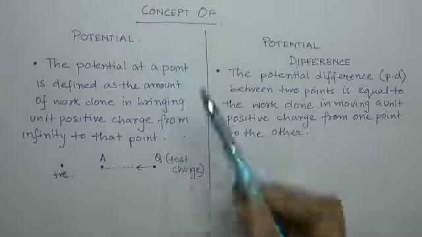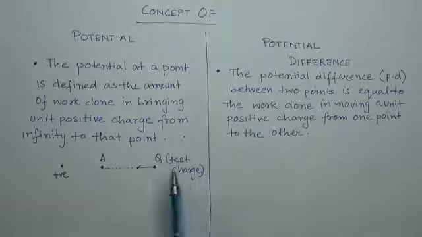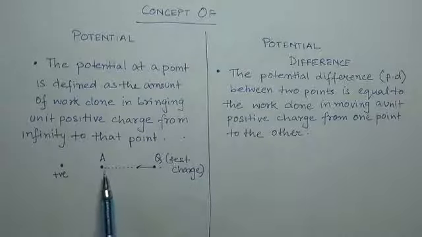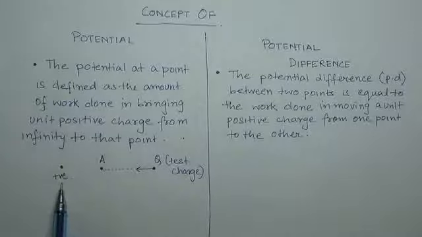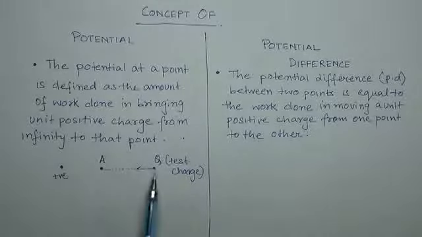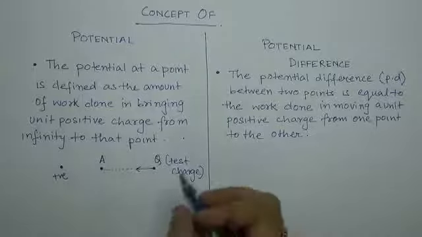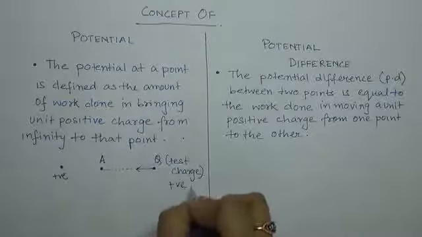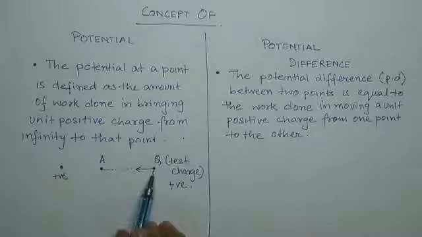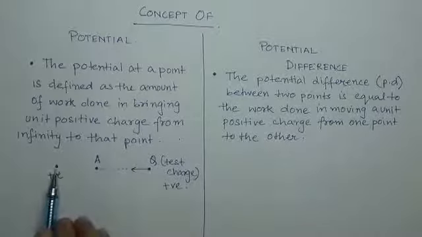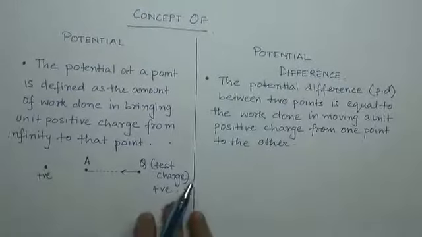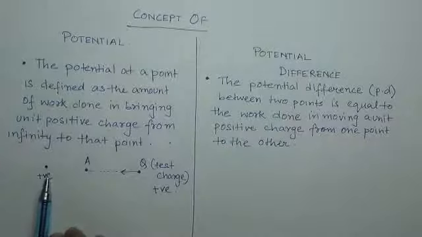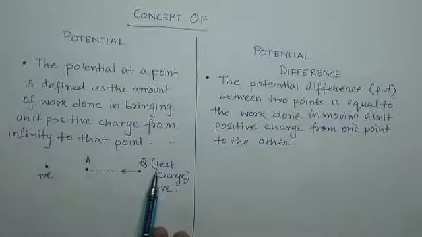Now you'll say, ma'am, why will there be a work done in bringing this test charge Q from infinity to this point A? You see, there's a positive charge here. Suppose there's a negative charge here. What will happen, be it positive or negative, if I'm trying to bring a test charge which is by default always positive, there will be a force exerted on this charge. If a positive charge is placed here, then there will be a repulsive force on this test charge. If a negative charge is placed at this point, then there will be an attractive force on this test charge Q.